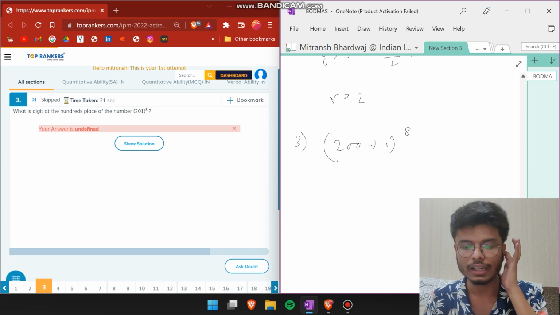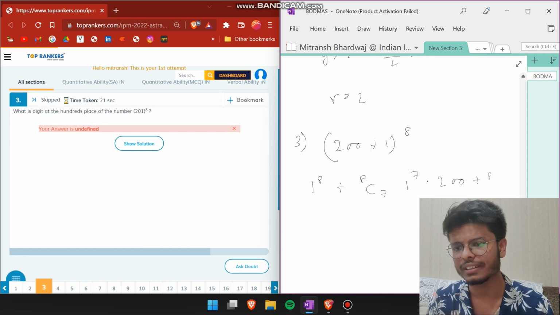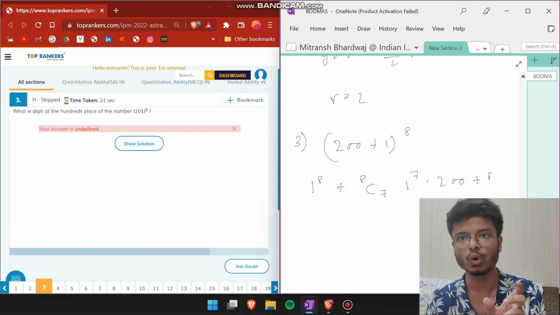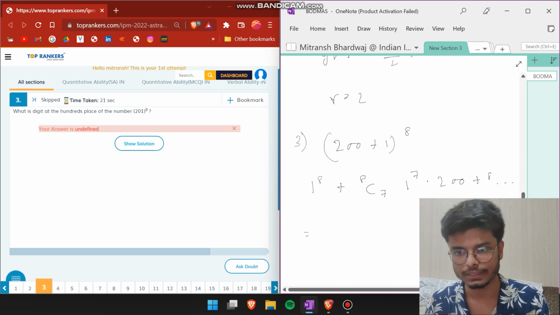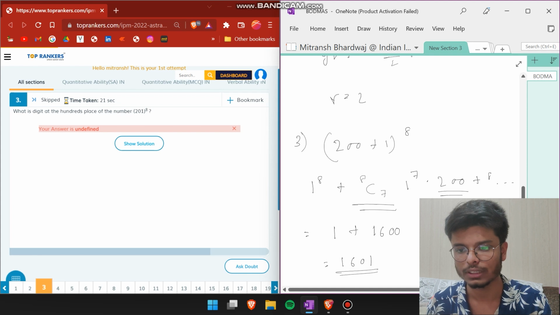To find the hundreds place, we just need to check the last two terms. Last term will be 1 to the power 8 and second last term will be 8c7 1 to the power 7 into 200. The terms before that will contain more than 2 zeros, so essentially they will not have any impact on the hundreds place. So this will be 1 plus 8c7, which is nothing but 8 into 200, that is 1600. So that will just come out to be 1601.